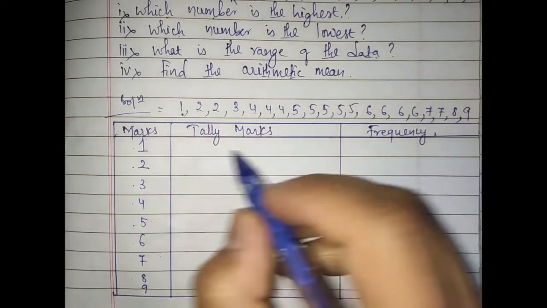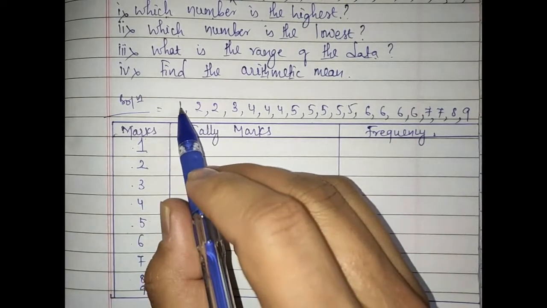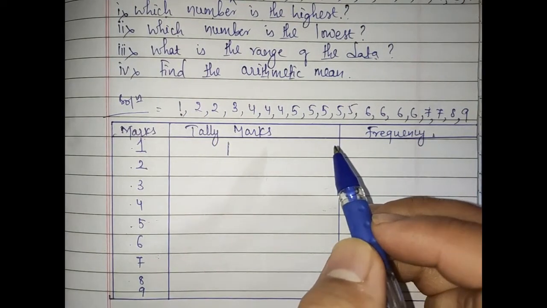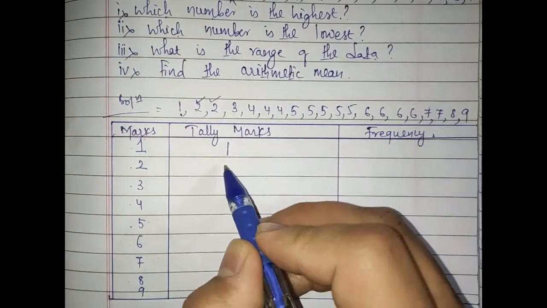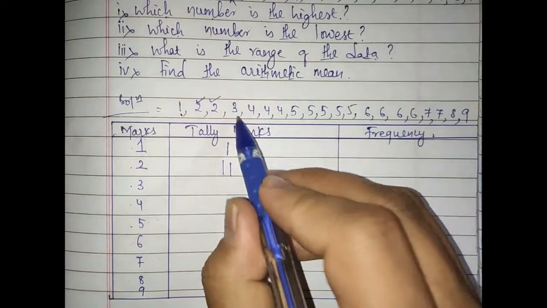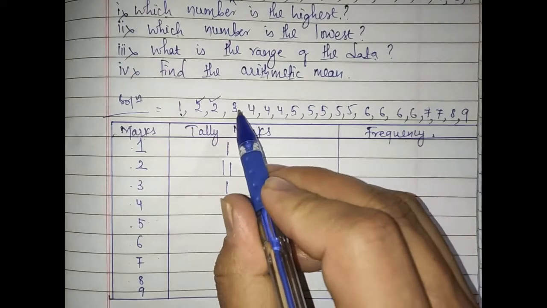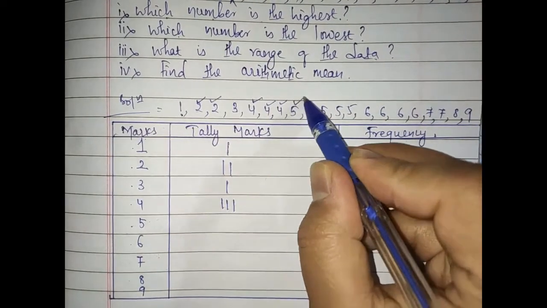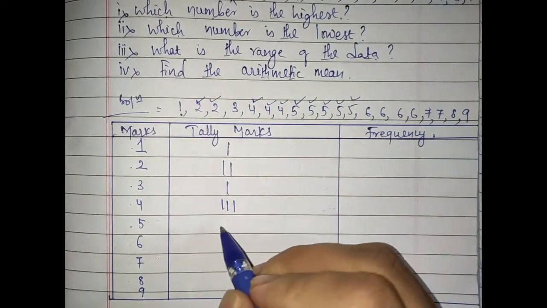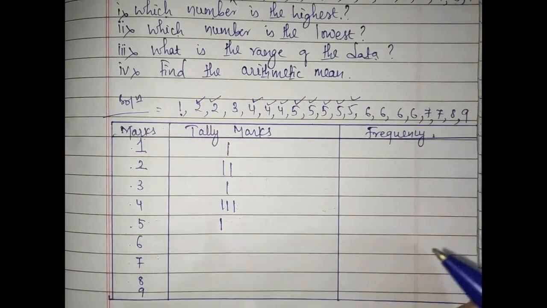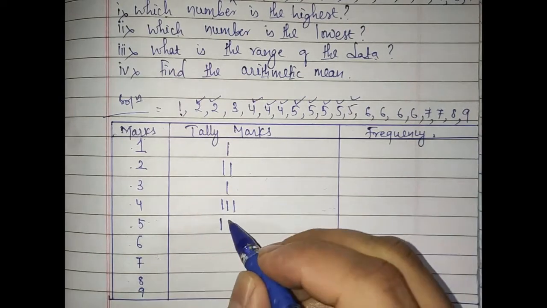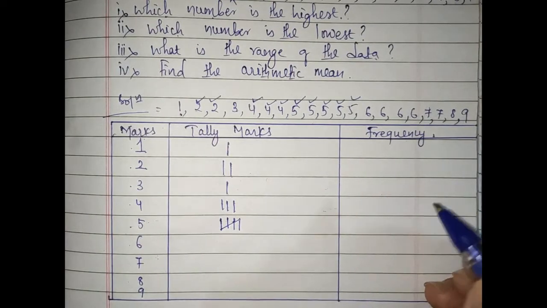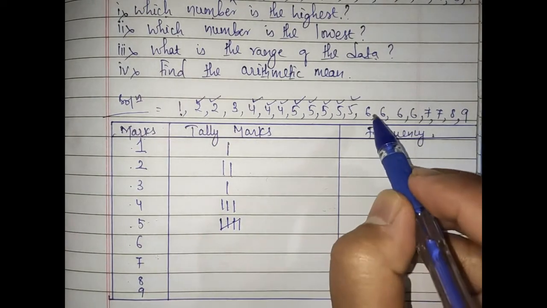Then 1 is how many times? It is 1 time, so the tally mark will be 1. 2 is how many times? 2 times, so 2 tally marks. And 3 is how many times? 3 is again 1 time. 4 is how many times? 3 times, so 3 tally marks. 5 is how many times? 5 times it is. So how to write 5? You have to understand this. 4 tally marks, then cut across them. This will be marked as a 5. Similarly, 6 is how many times?